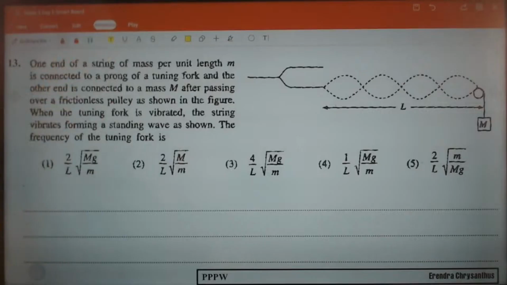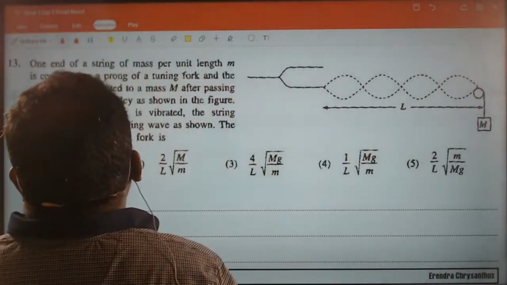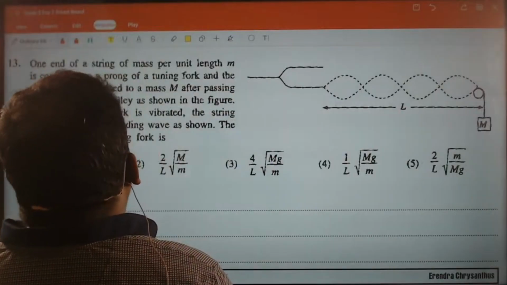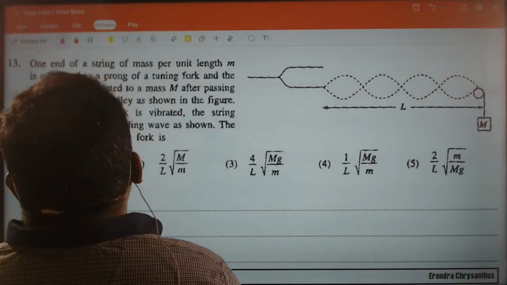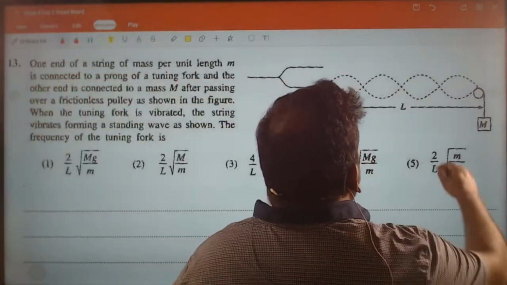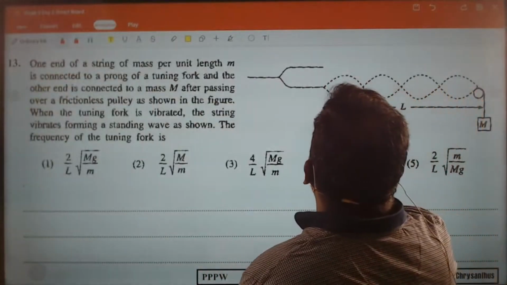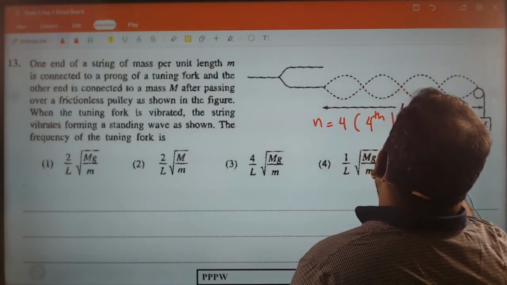One end of a string of mass per unit length μ and length L is connected to a prong of a tuning fork. The other end is connected to a mass M passing over a pulley. The string forms a standing wave pattern. How many loops? 1, 2, 3, 4 loops. That means n equals 4. That is technically the fourth harmonic.